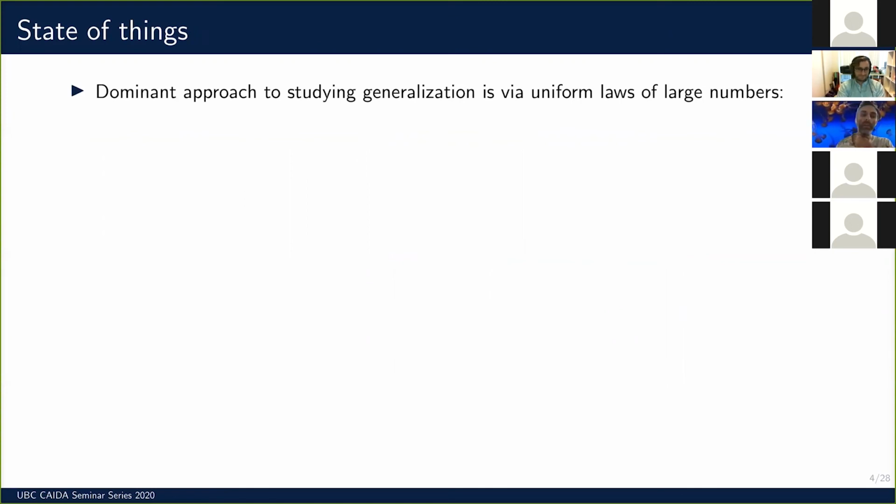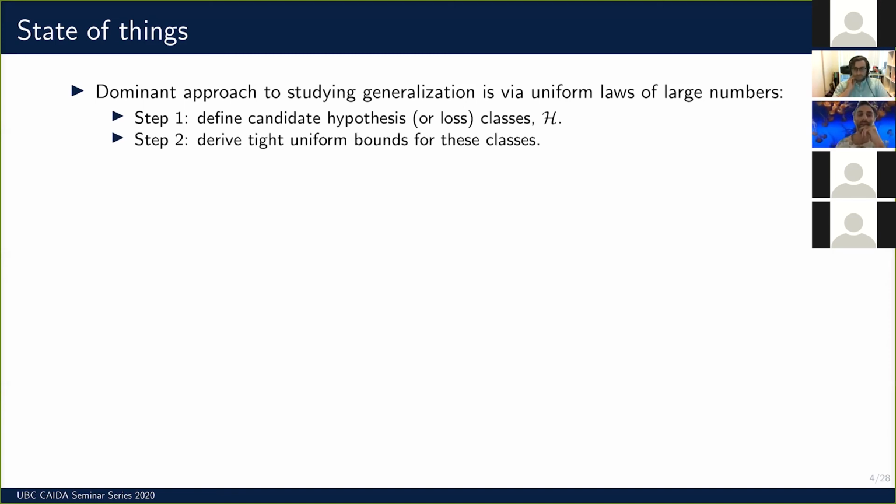So it remains the case that the dominant approach to studying generalization in deep learning has been by uniform laws of large numbers, so uniform convergence. And these efforts usually involve two steps. In the first step, you are defining candidate hypothesis classes. I'll talk about these in just a minute, but many approaches have conceived of organizing neural networks in terms of their norms. So I can have two different neural networks, and the class of neural networks whose norms are bounded by some number is simpler than the class of neural networks whose norms are bounded by a larger number. And this notion of simplicity coheres with bounds that we have on complexity of these norm-bounded classes under various notions of complexity.